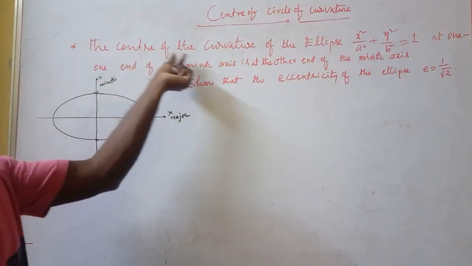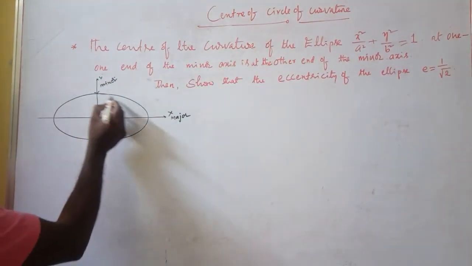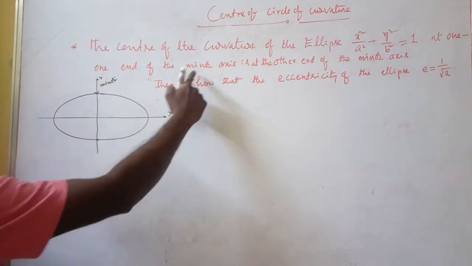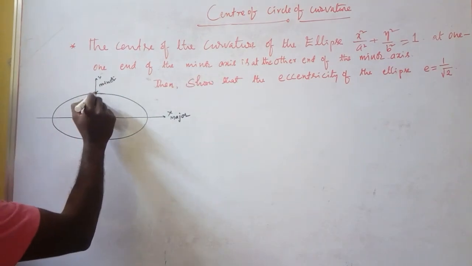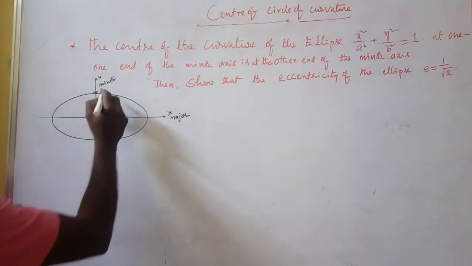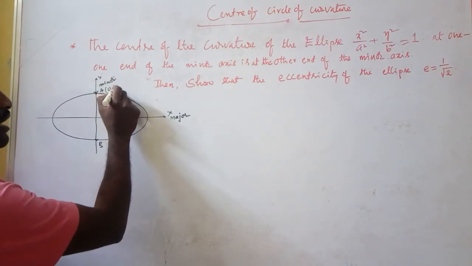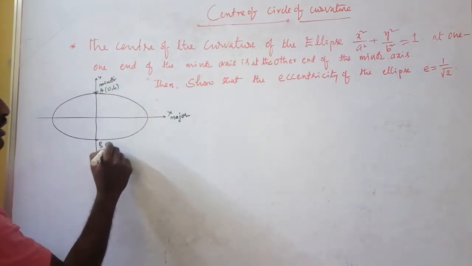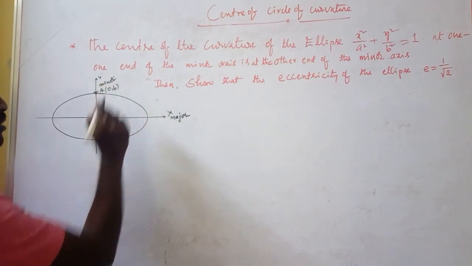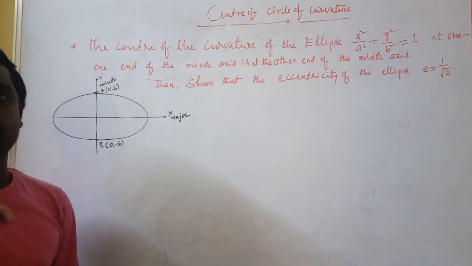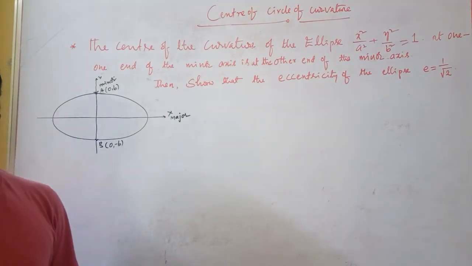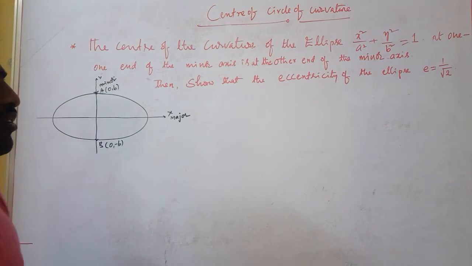The center of curvature of the ellipse at one end of the minor axis. So the minor axis end points on the curve are A and B. The point A has coordinates 0 comma b and the point B has coordinates 0 comma minus b. These are the end points of the minor axis on this ellipse x square by a square plus y square by b square equal to 1.